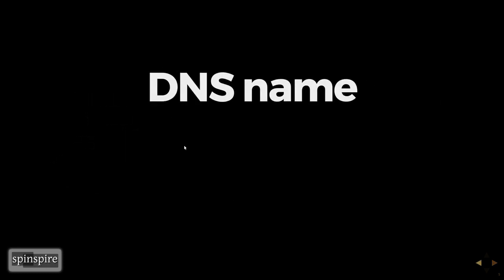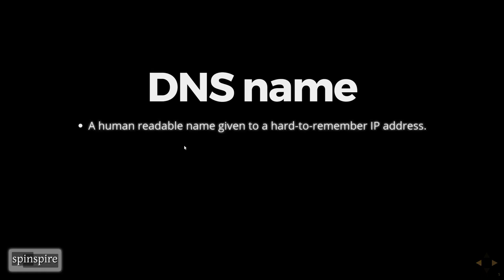So let's talk about DNS names. DNS names are human-readable names given to IP addresses. As you know, IP addresses are hard to remember. It's very hard to remember a series of four numbers ranging from 0 to 255. It's even harder with IPv6 coming along, which is 128-bit numbers. So you need a human-readable name, something that we can spell and therefore remember. So that's why we have websites like google.com and so on and so forth. But underlying IP addresses, very few people actually remember them.